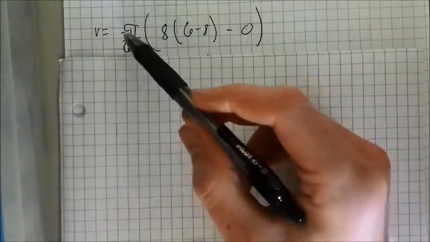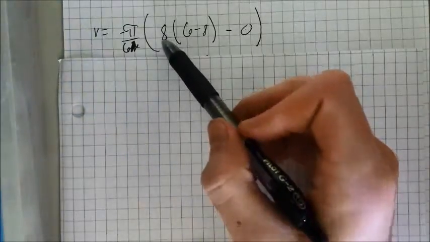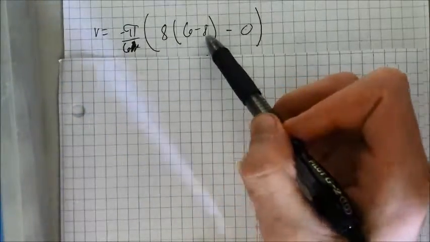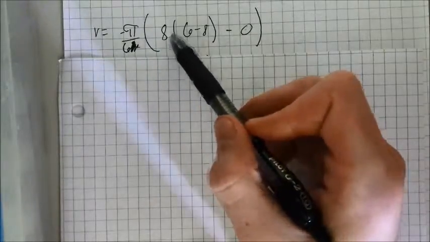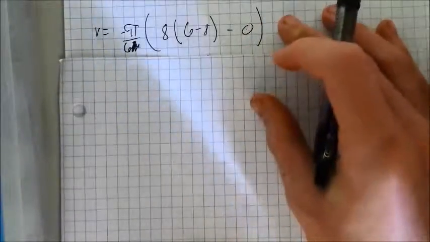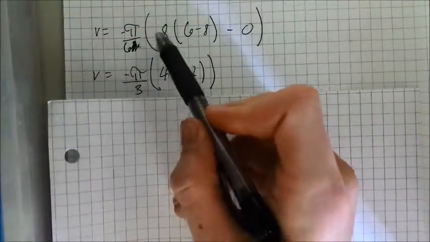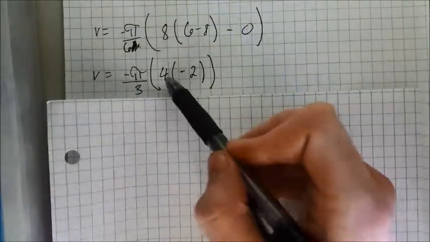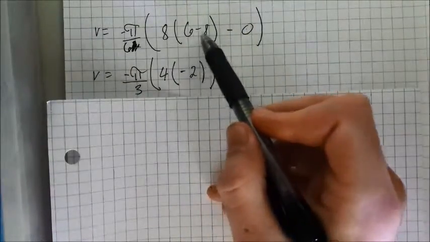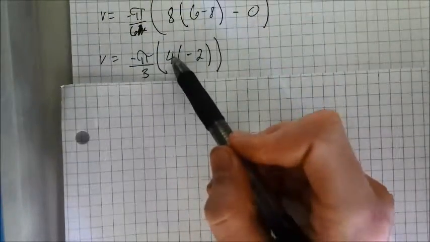But what we have now is negative pi over 6, I miswrote a second ago, times 8 times 6 minus 8. What jumps out at me is there's a 6 in the denominator and an 8 in the numerator, and we can simplify out a 2. So I will do that. I will factor out a 2 here and here to make it 3 and 4. So I have negative pi over 3 times 4, and I also subtract here. 6 minus 8 is negative 2. So we're left with negative pi over 3 times 4 times negative 2.